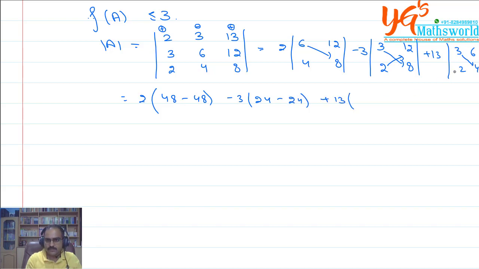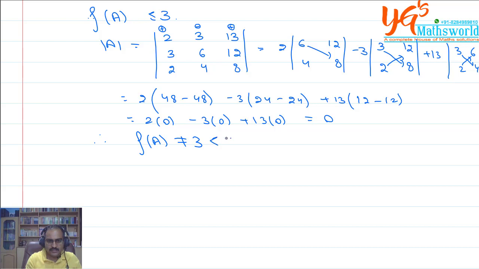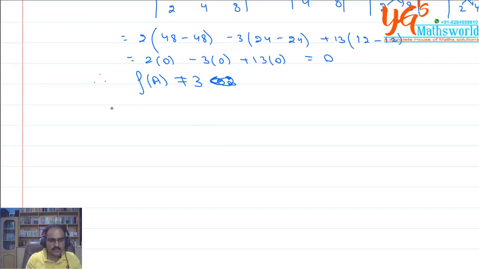so 3 4s are 12, minus 2 6s are 12, so I got 2 into 0, minus 3 into 0, plus 13 into 0, that counts to be 0. This means rank of A is not equal to 3 and is less than it. Okay, so I'll leave it as, now rank of A is either less than or equal to 2.